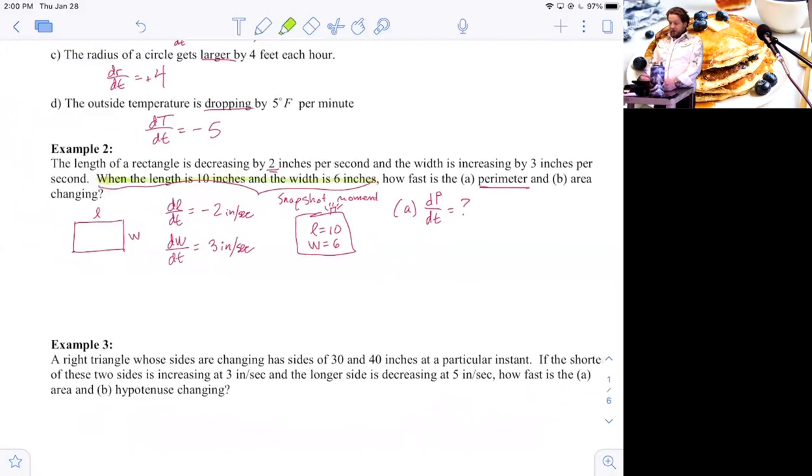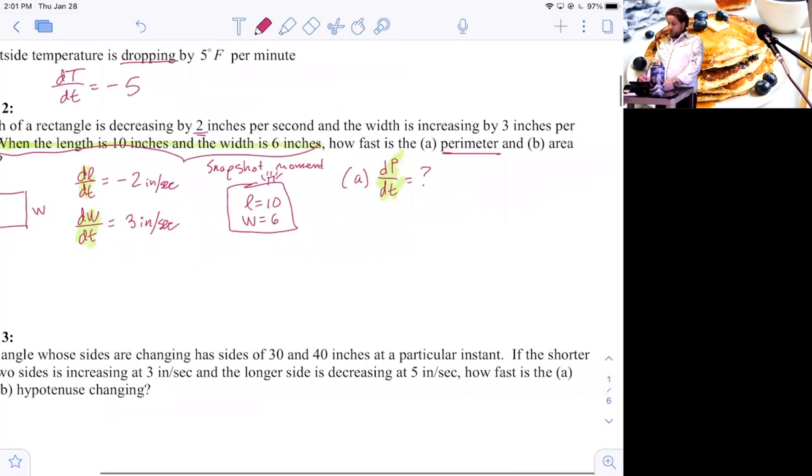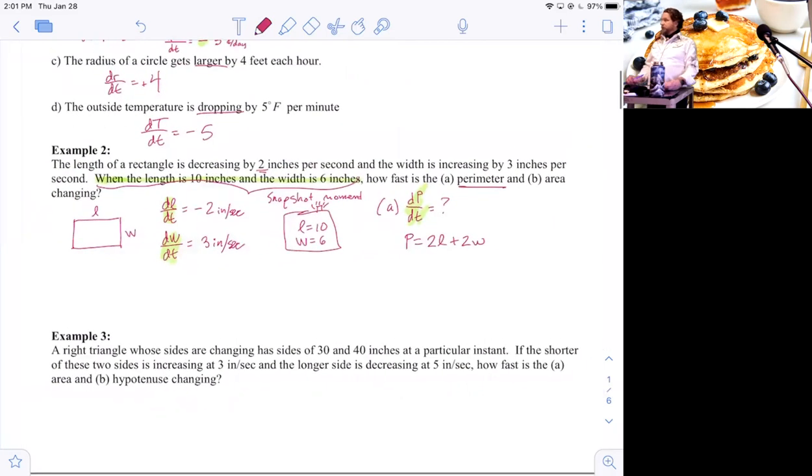Here's what we do. I have dL/dt, dW/dt, and dP/dt. I ultimately want to relate those rates to each other. But every single time, before we can relate rates to each other, we need to be able to relate the quantities to each other. So in this rectangle, how can I relate the perimeter P to either the length or the width or both? The perimeter is what? Yeah, 2L plus 2W, right? Twice the length plus twice the width. L plus W plus L plus W, 2L plus 2W, right?